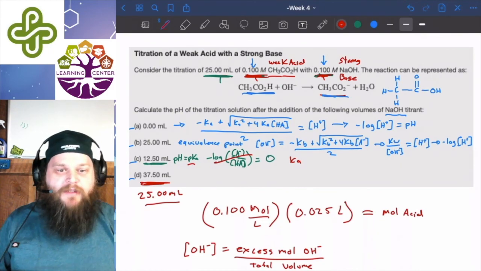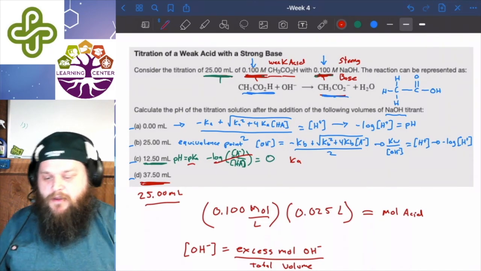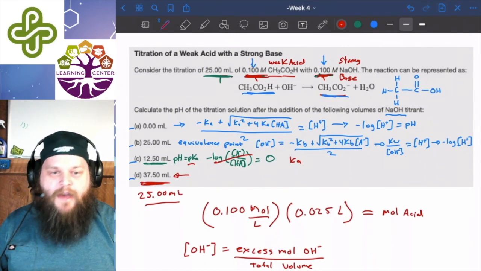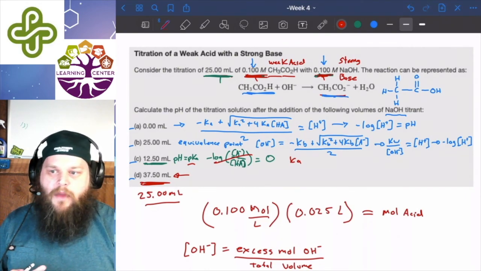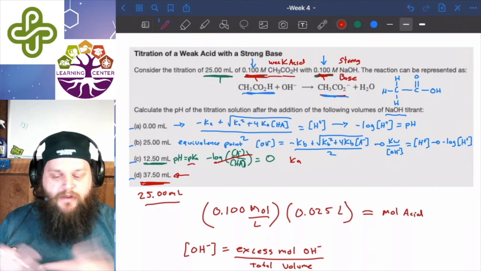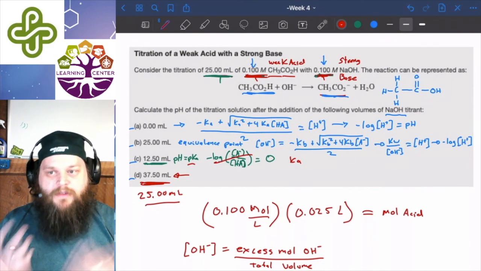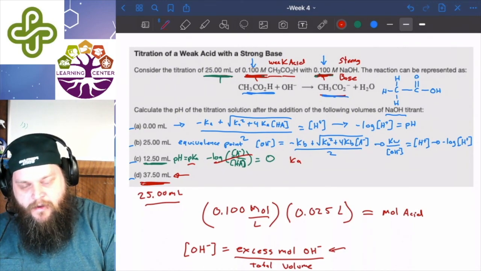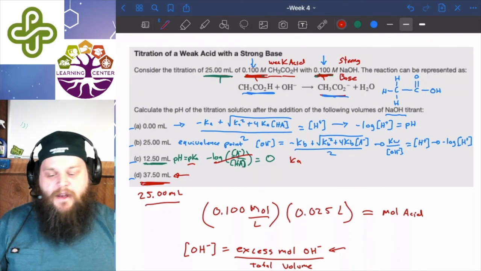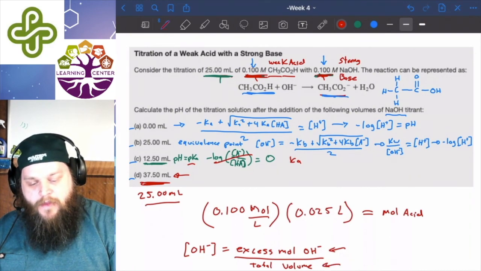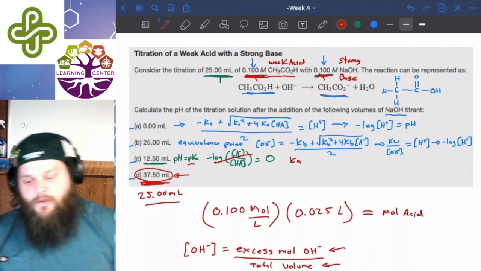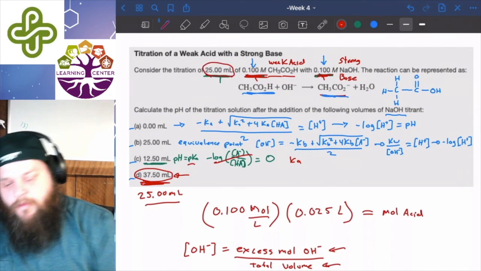So we don't do the Henderson-Hasselbalch after the equivalence point, because here it's after that equivalence point, right? So after the equivalence point, we no longer have a buffer. There's no acid left in there, because we're just eradicating it with this strong base that we keep adding. So we take the excess moles of the hydroxide, and we divide it by that total volume. And that total volume is going to be the volume of the sodium hydroxide we added plus the initial volume of that weak acid.